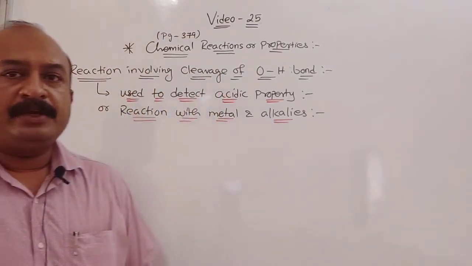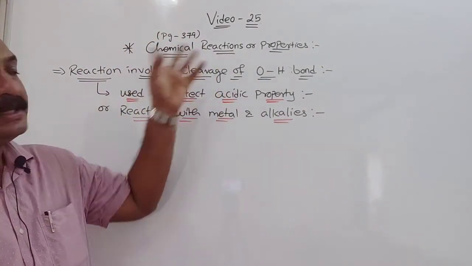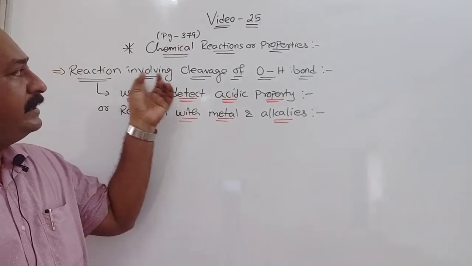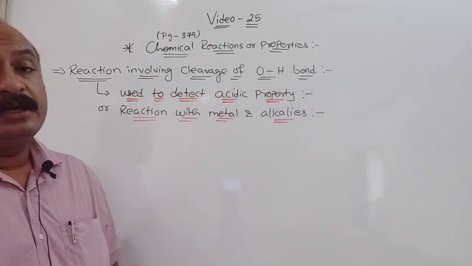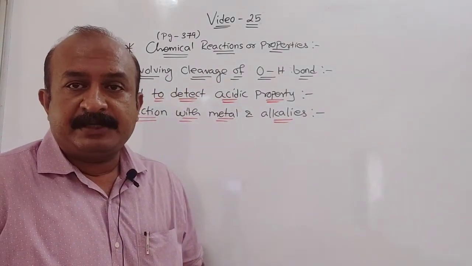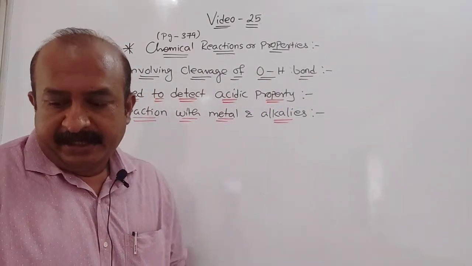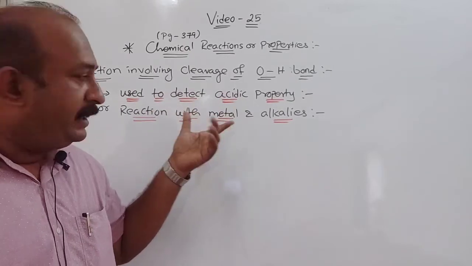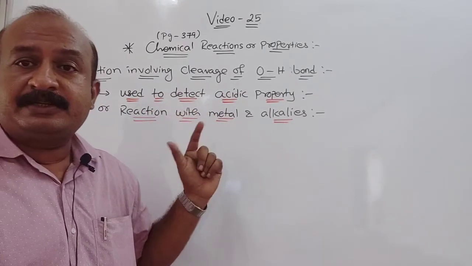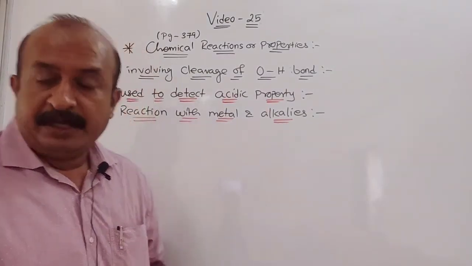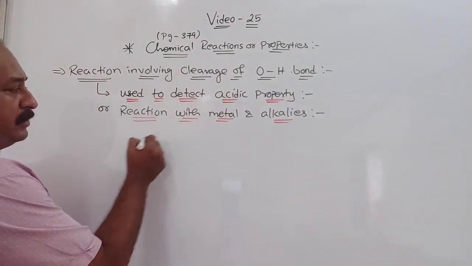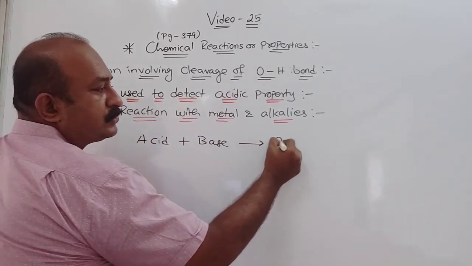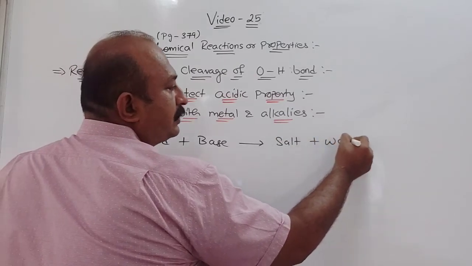Today in video 25 we are going to discuss the chemical reactions, or chemical properties, of carboxylic acid. In that, we are going to discuss reactions involving cleavage. Cleavage means breaking of the O-H bond. This reaction is also used to detect acidic property, and it is also called the reaction of metal and alkali. In your lower classes you must have studied that acid plus base gives salt plus water.